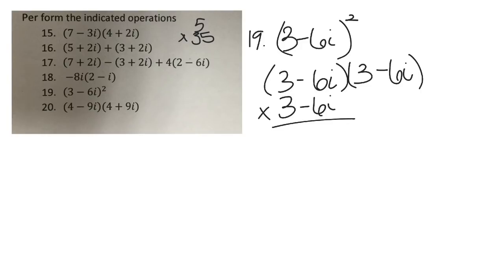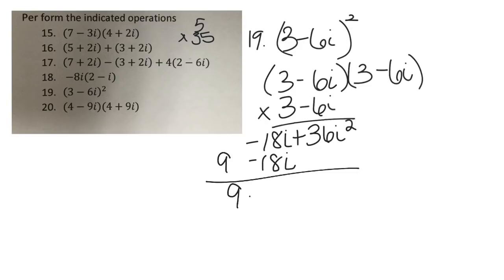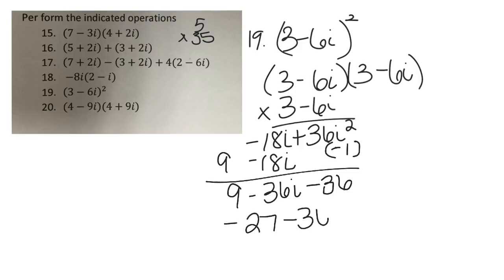I get negative 6i times negative 6i is positive 36i squared. I get the negative 6i times the 3, so we get negative 18i. We get the 3 times the negative 6i, which is negative 18i. And 3 times 3 gives me positive 9. So I get 9 minus 36i, and i squared is negative 1, so that becomes minus 36. Combine your like terms: negative 27 minus 36i.